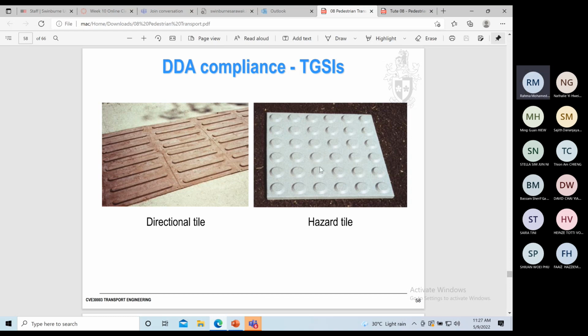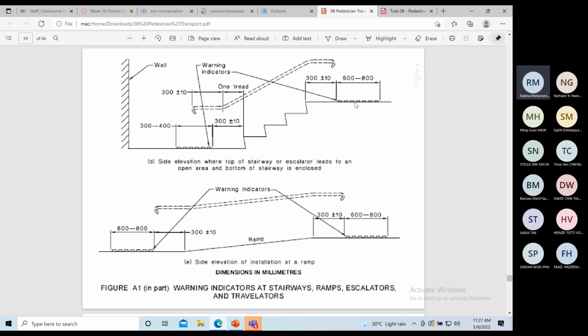Then this one is a hazardous tile. When they sense this with a stick, they know that there is something dangerous in front of them. That dangerous thing can either be a road or a staircase or a ramp. So for example, this one is a hazardous tile, and in front of it there is a staircase. So when a blind man senses this, he can know that there is danger in front of him. And in this case, it's a staircase.